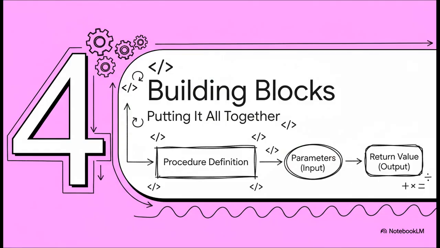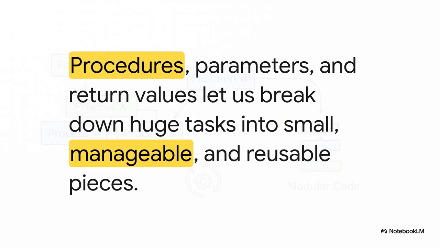So let's zoom out and put all these pieces together. We've talked about defining procedures to stop repeating ourselves, using parameters to make them flexible, and then using return values to get useful answers back from them. The big takeaway here is that these three concepts, procedures, parameters, and return values, are the primary tools we have for managing complexity. They're how you take a massive, overwhelming problem and systematically break it down into a series of small, understandable, and solvable little pieces. It's the ultimate divide-and-conquer strategy for programming.